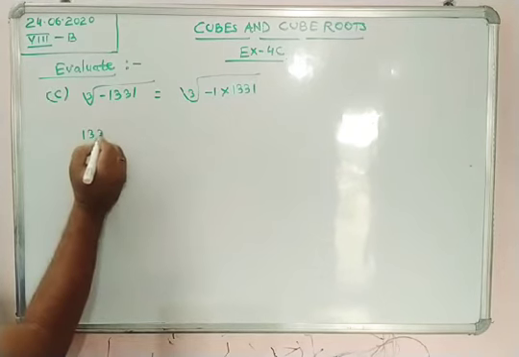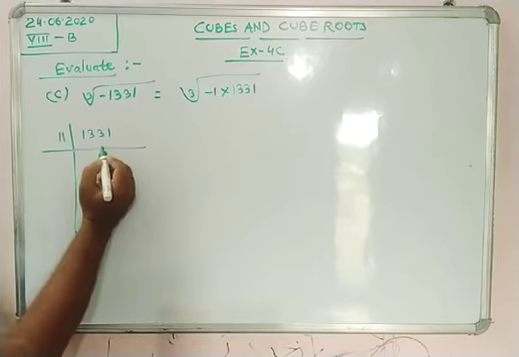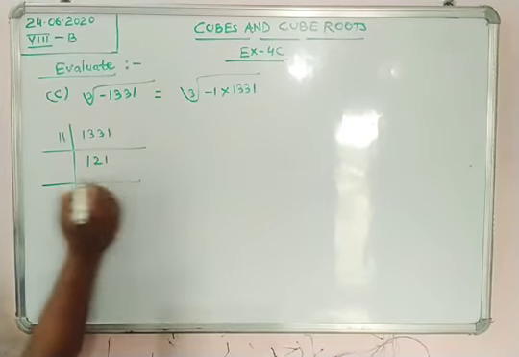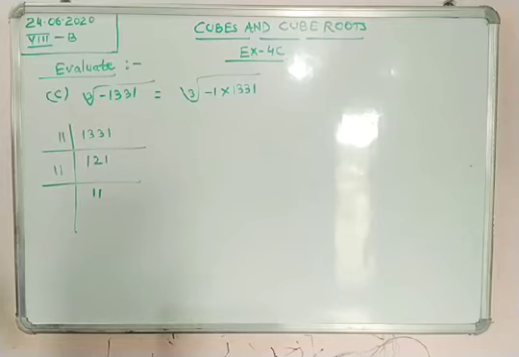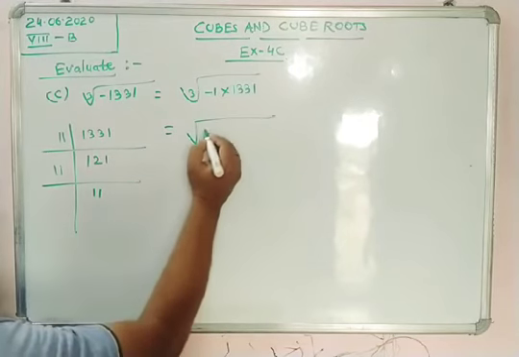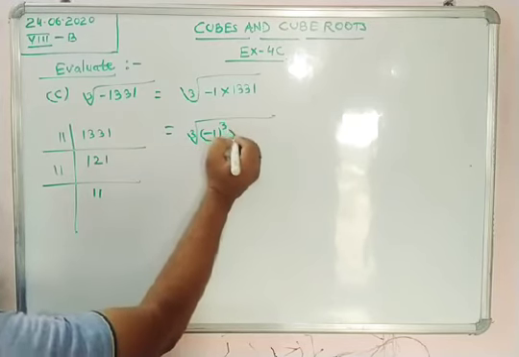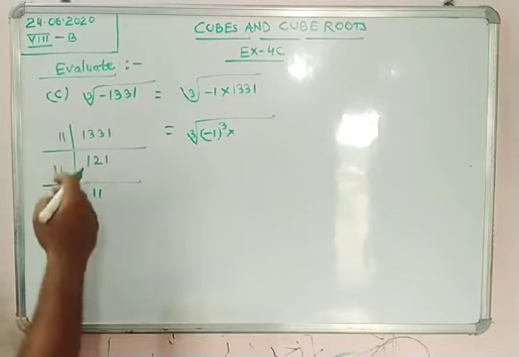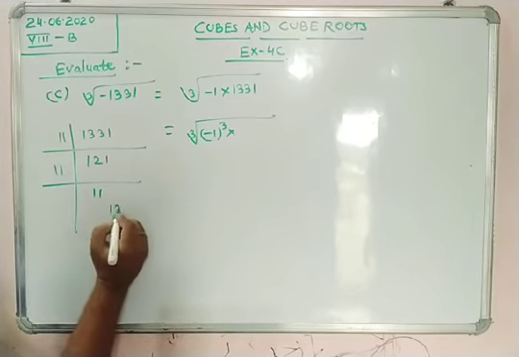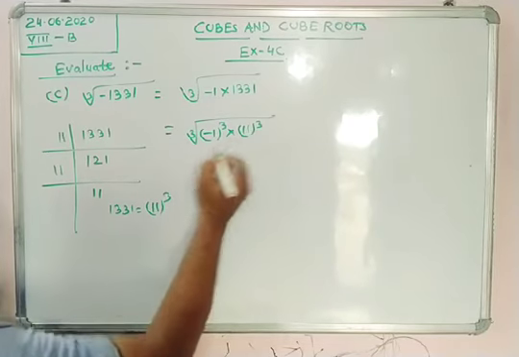So the factorization of 1331 can be done by a prime number, and that prime number is 11. If we divide by 11, we get 121. Again, 11 can divide 121, 11 elevens are 121. Okay, students. Now, hence we can write the cube root. Minus 1 can be written as minus 1 to the power 3. Minus 1 cube will give you minus 1, that's for sure. And 1331 is in the form of 11 cube, so I am going to write 11 cube.